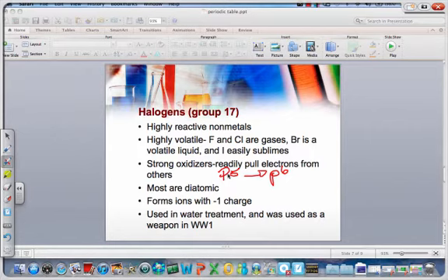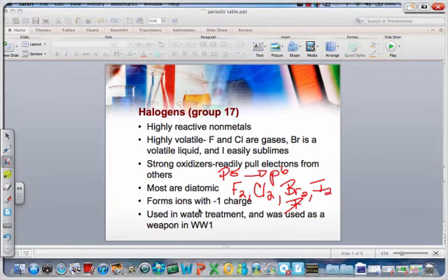Most of these are diatomic, which means that they come in pairs. So whenever I find F, it's actually F2. Whenever I find chlorine, it's Cl2. Bromine is Br2. Iodine is I2. So that means if I find it in nature, it's not going to be by itself. It won't ever just be a fluorine atom. It's going to be a molecule with two atoms combined.